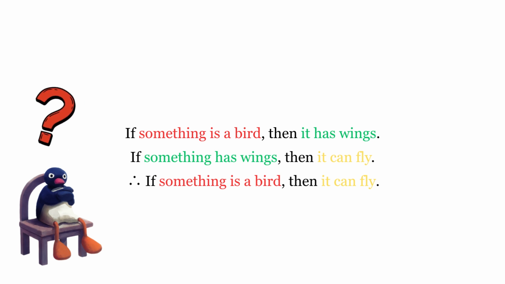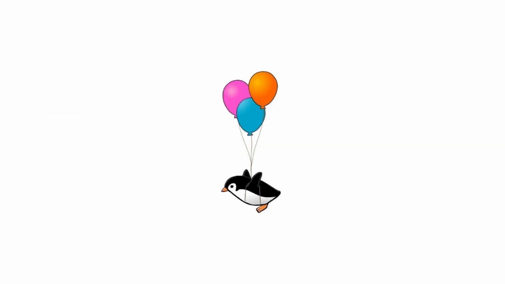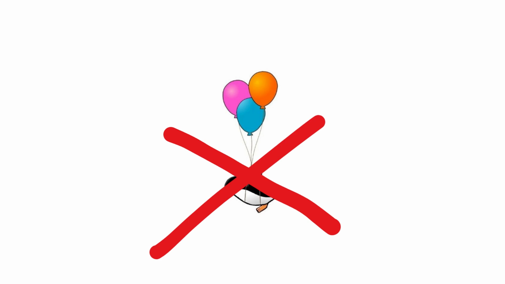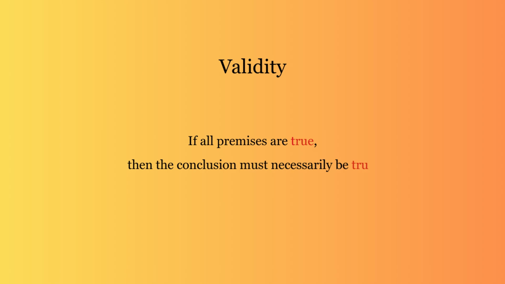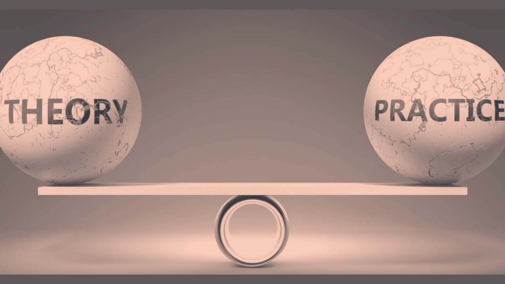We do not add assumptions such as if something is a penguin, it cannot fly. That is, we do not look at our background knowledge, we just focus on the information presented in the premises. That is the notion of validity. If we assume that all the premises are true, then the conclusion that follows from these premises must necessarily be true as well.